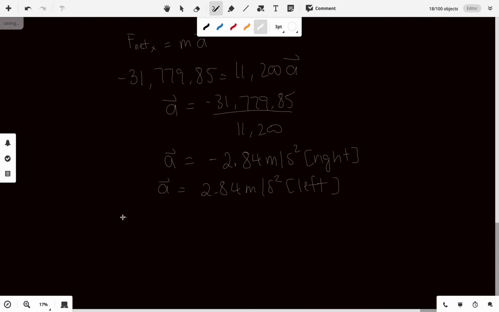And to end with a therefore statement, the acceleration of the AT-AT is 2.84 meters per second squared to the left.